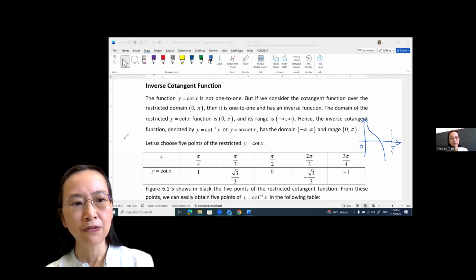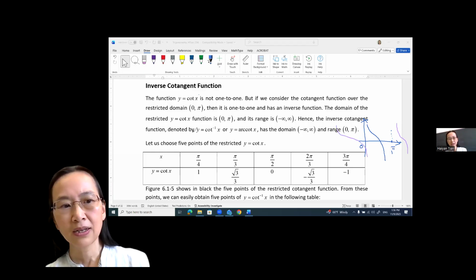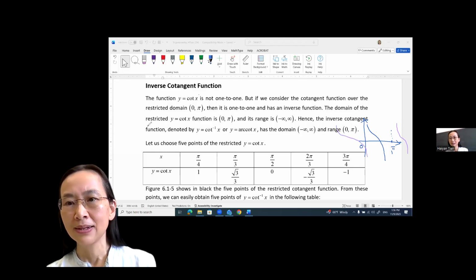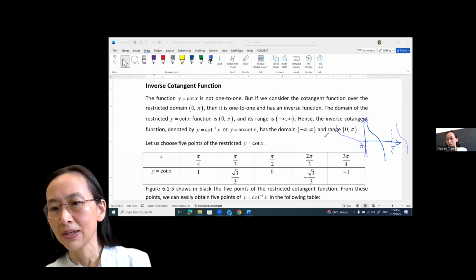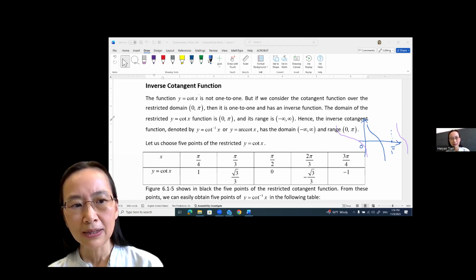And then if you have more, if you have the usual cotangent function as periodic, just draw a few more branches, then it cannot pass the horizontal line test, right? You see a horizontal line will intersect more than once with the cotangent function. So it's not one-to-one because of that.